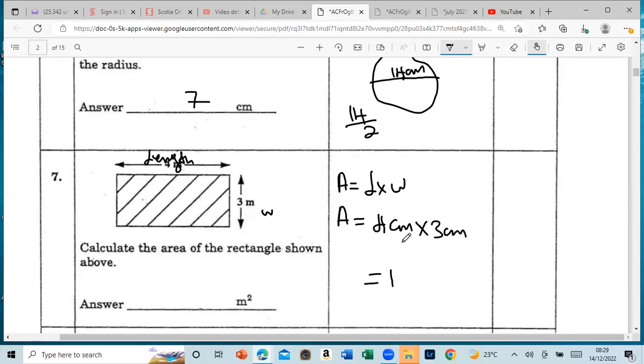Oh, the unit was meter, sorry. Unit is meter, not centimeter. Now guys, look out for the unit, alright? So it's actually meter. So let me just revert this. So it's meter, so it's 12 meters squared. Alright, let's move on to number 8.